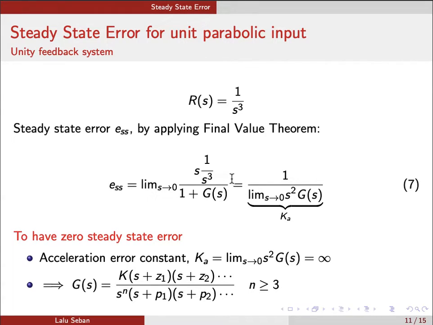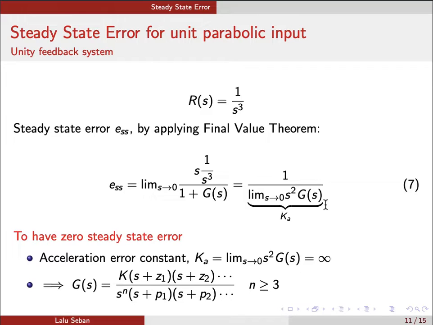So here, s and s will get cancelled out. It will be 1 by s square. That will become, in the numerator part it will be 1. In the denominator part it will be s square plus s square into G of s. Applying the limit, s square part tends to 0. Then what will remain is limit s tends to 0, s square into G of s.